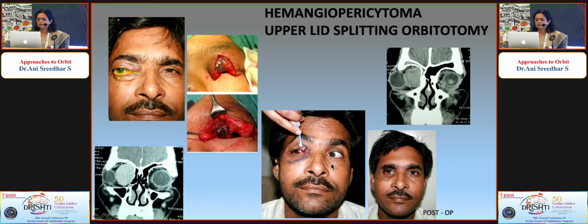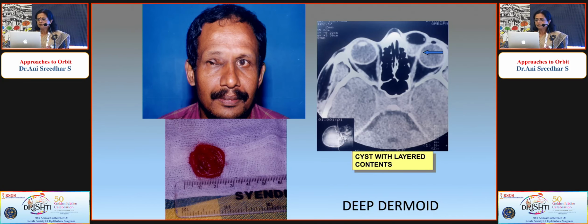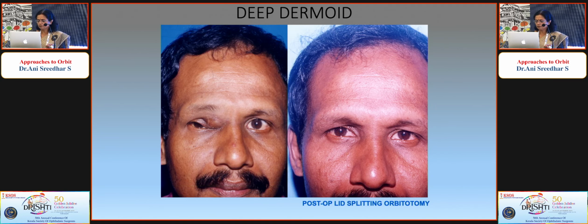This was a case done some years earlier. This turned out to be a hemangiopericytoma, also now coming under the term solitary fibrous tumor. You have to suture the lid back. That is a problem. Even in dermoids, you should be very careful. You have to remove the whole wall of the dermoid, otherwise it will recur. So in such cases, do not compromise on the incision and do a conjunctival approach.